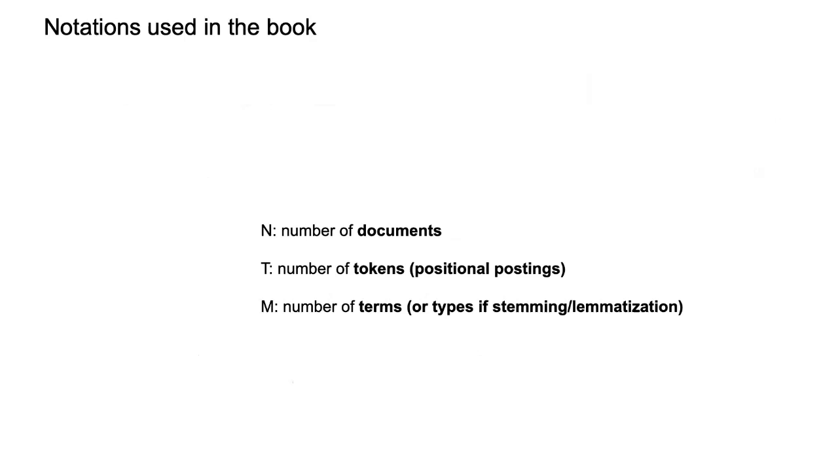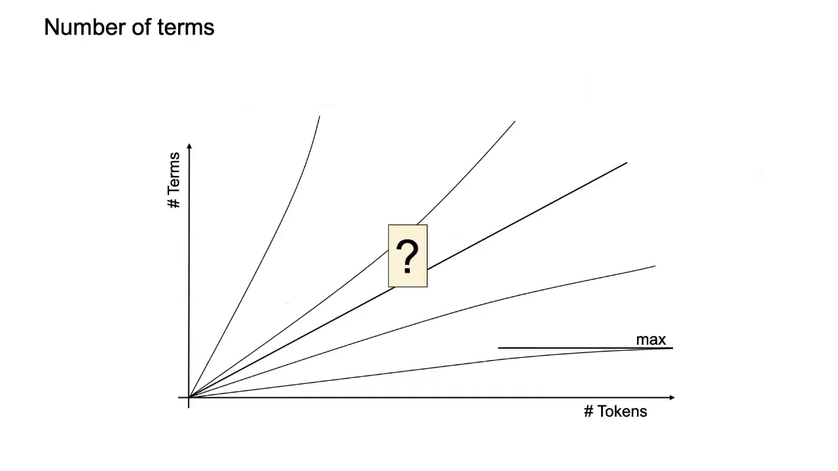Okay, so N is the number of documents, T is the number of tokens, the number of words that you see in the book in total, and M is the number of terms. So M is the height of your standard inverted index, so to say. Okay, now that we have said that, this is the question.